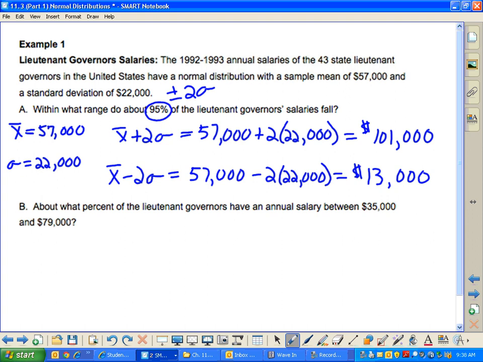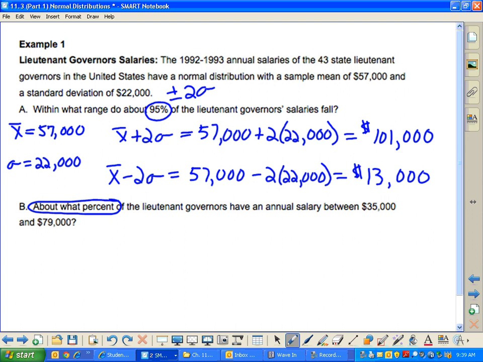Part B. About what percent of lieutenant governors have an annual salary between $35,000 and $79,000? So what we have to go ahead and now, see what it's asking me? I'm asked to figure out about what percent. Again, if you're asked or given information about a percent, you have to find a number of standard deviations. If you're given information about standard deviations or asked about standard deviations, chances are you're going to have to look to a percent. It's like a two-way street sort of thing.